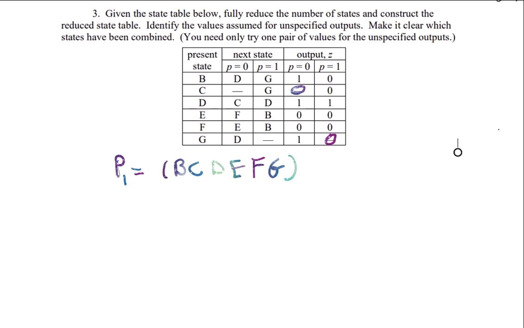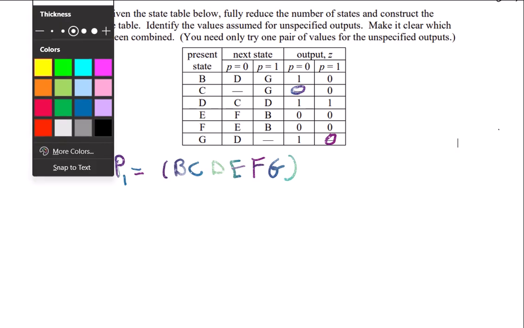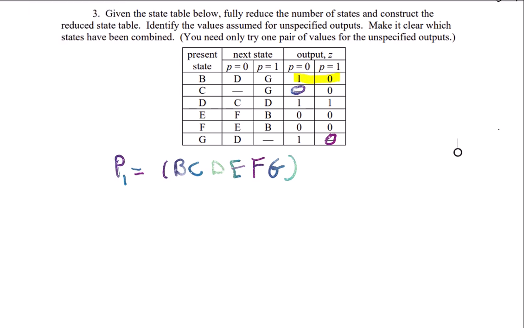Okay, now we're going to partition it based on the outputs. Any state that has the same output, we're going to put in the same partition. So our different outputs, let's see, we have 1, 0. So 1, 0, 1, 0. We'll put those together. And then we also have 0, 0, 0, 0, and 0, 0. We'll put those together. And then we have left over 1, 1. So we start with 3 partitions.